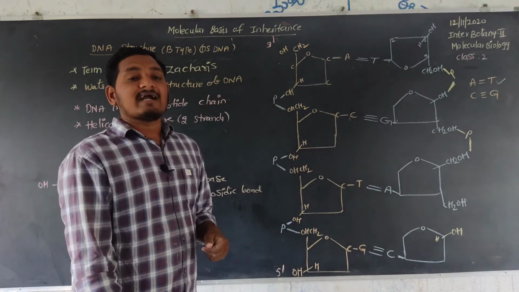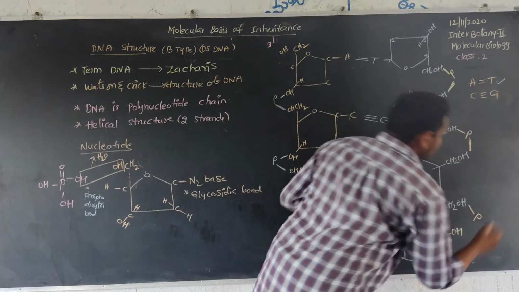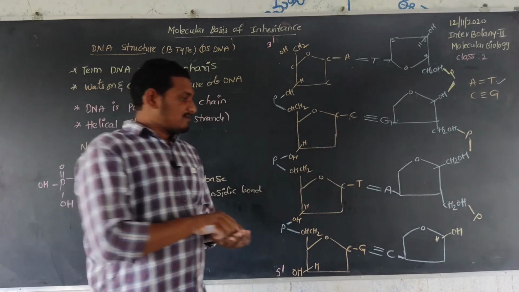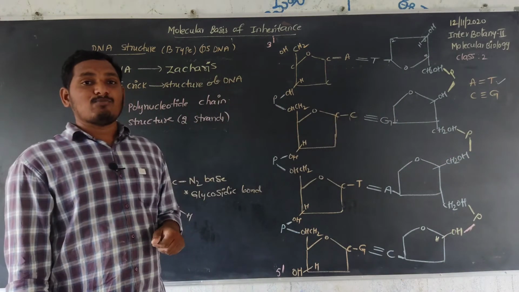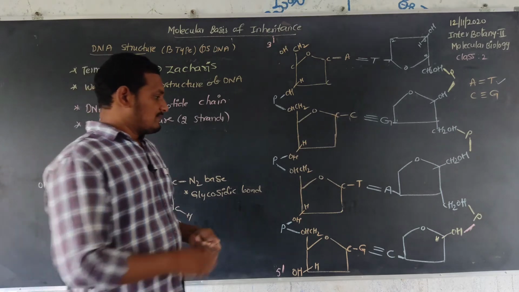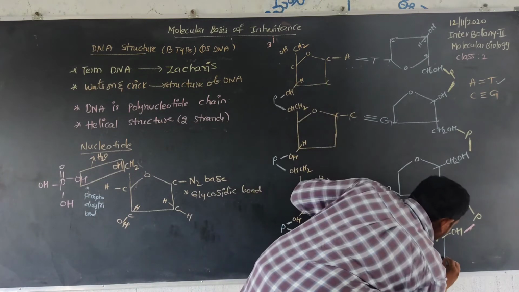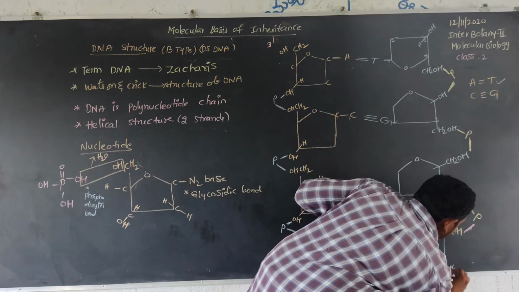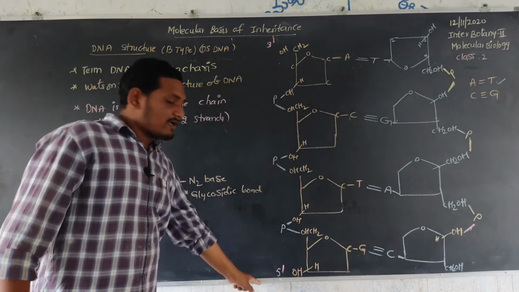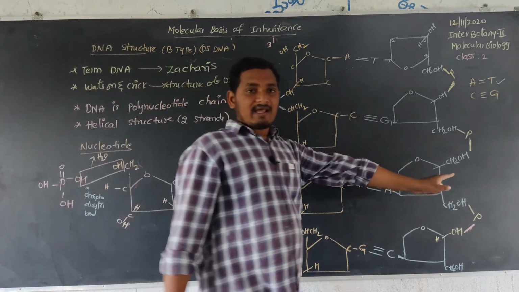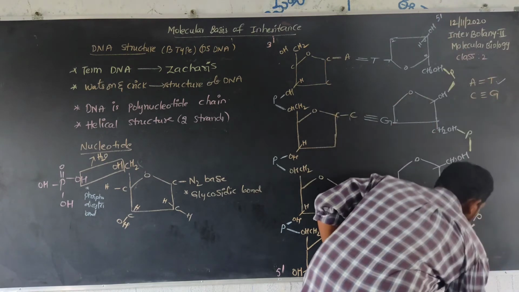The CH2OH of the fifth carbon is connected with phosphoric acid. This phosphoric acid is connected with the third carbon functional group by the phosphodiester bond and releases a water molecule. Here CH2OH is again freely attached to the fifth carbon. So this is third prime to fifth prime. So it is anti-parallel. This is fifth prime to third prime.